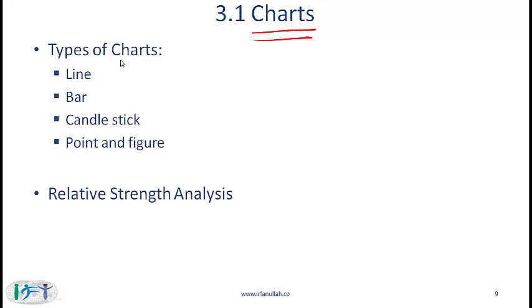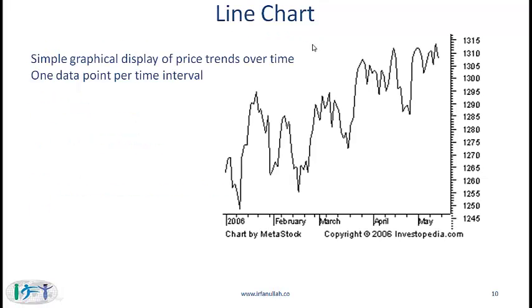There are different types of charts which are used by technical analysts. The charts include line charts, bar charts, candlestick, point and figure, and then there is the concept of a relative strength analysis, which we will talk about after covering the various sorts of charts. Let us look at the most basic chart, which is a line chart. This is a simple graphical display of price trends over time. We essentially have one data point per time interval. So your time interval might be a day. At the end of every day, you essentially plot the closing price for a given stock.